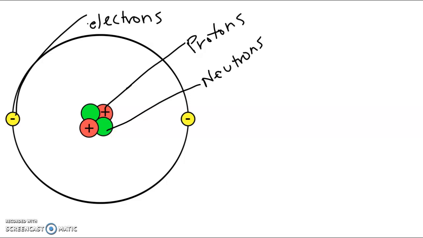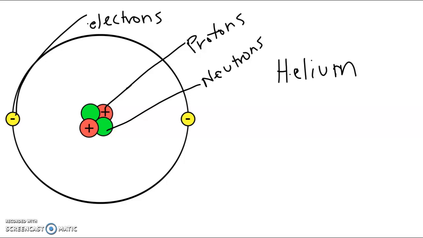So right away, we know that the protons give us the type of element, so we can use the periodic table. I know that this atom has 2 protons. If I look at the periodic table, helium has 2 protons. So I know this is a helium atom, because it has 2 protons.